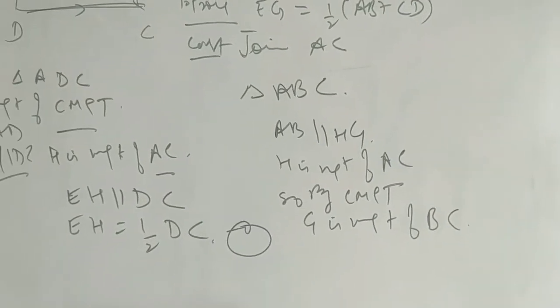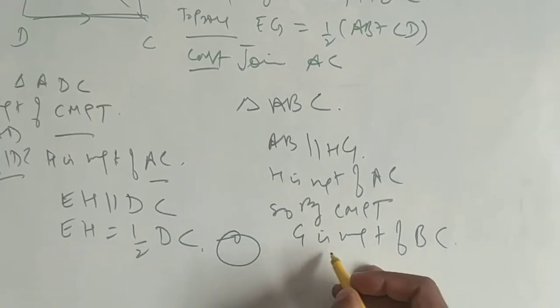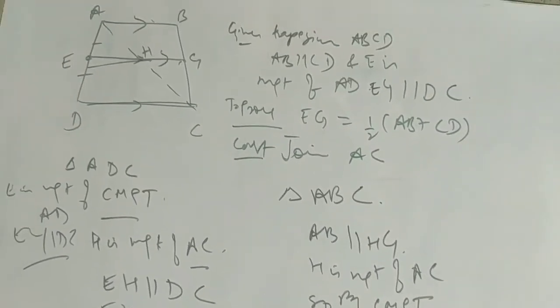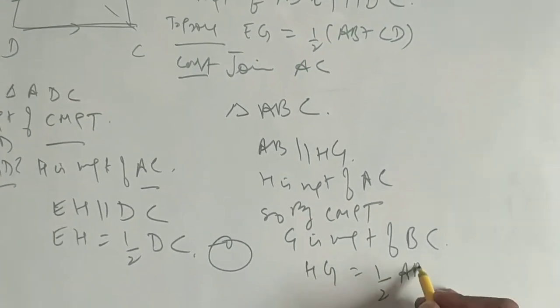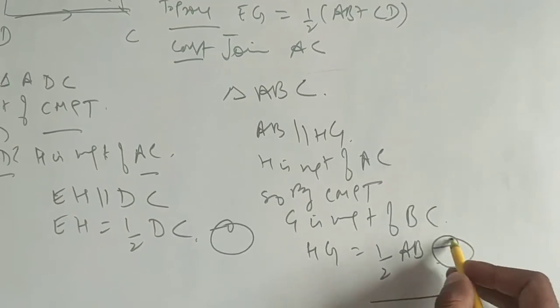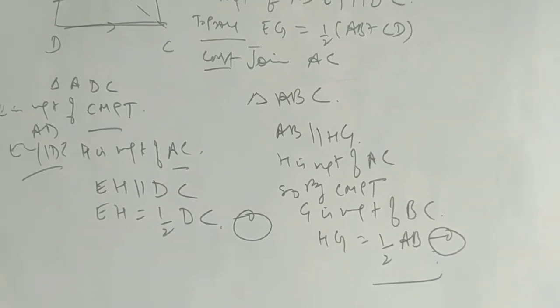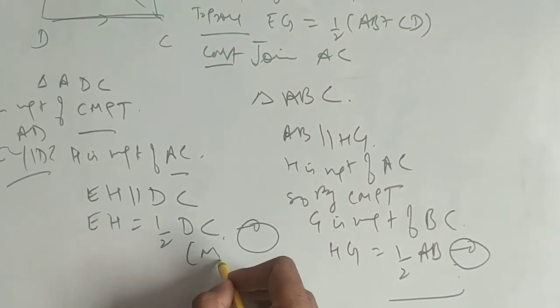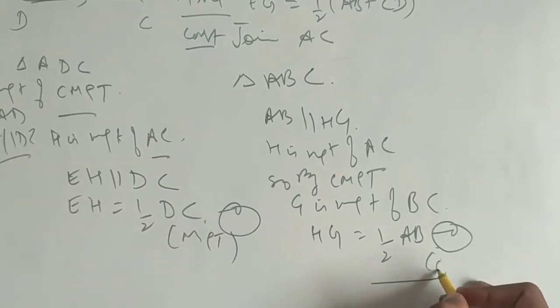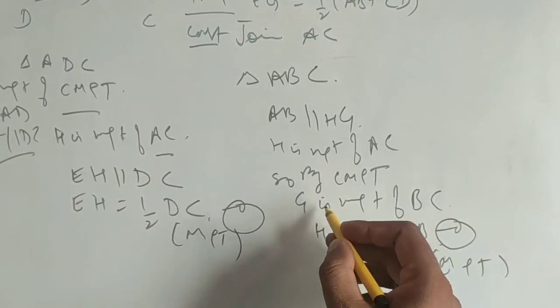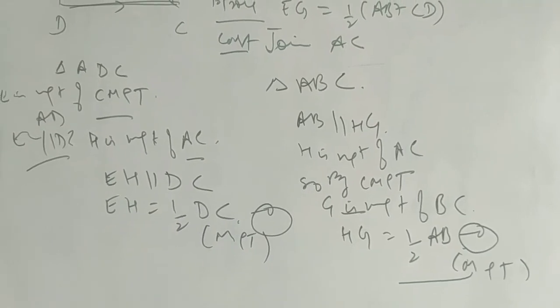G is midpoint of BC, and if G is the midpoint of BC, we can also say that HG will be equal to half of AB. We can also say that HG will be half of AB. These two results are by the midpoint theorem, because we have proved this as midpoint, then we have applied the midpoint theorem.